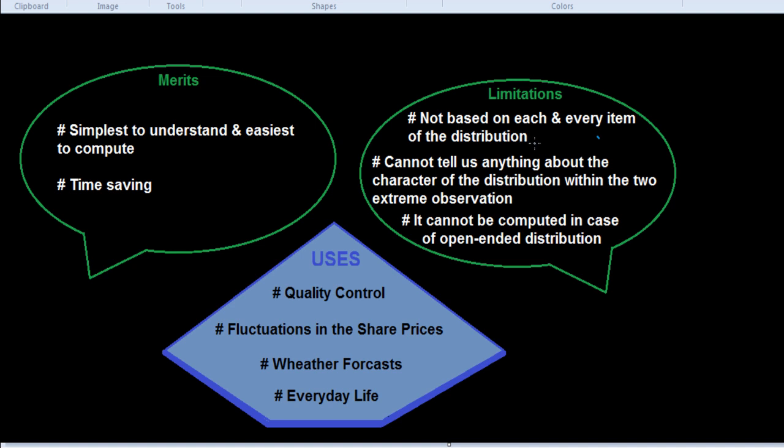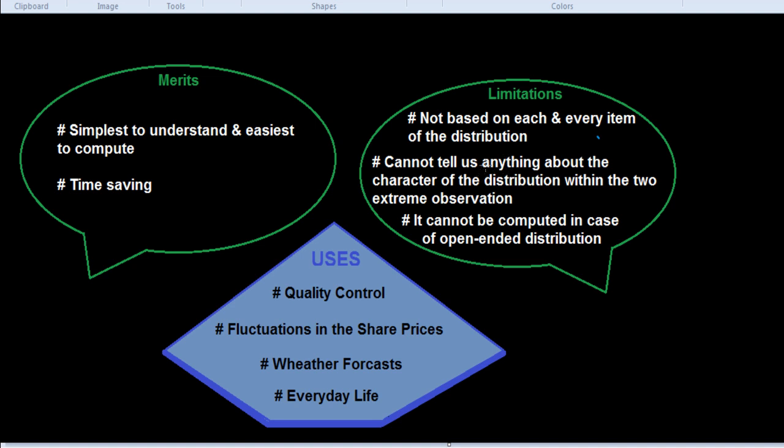And the second limitation is it cannot tell us anything about the character of the distribution within the two extreme observations. If we look in between them, what type of distribution the other items have, the spreadness of the other items relating to each other, it cannot tell us. And the third one is it cannot be computed in case of open-ended distributions, like less than 10 and more than 80, because we need the extreme and lowest values in the continuous data. So these are the limitations of range.